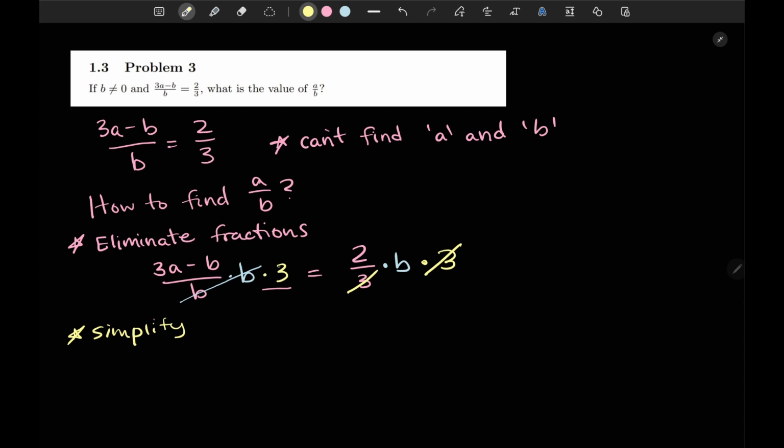This 3 is like a coefficient around this expression, 3a minus b. So I'm just going to move the 3 over to the left-hand side. And then we have 3 times (3a minus b), and that is equal to 2b. And if we distribute this out, 3 times 3a is equal to 9a, and 3 times b is 3b, and it's negative. So that's 9a minus 3b is equal to 2b.